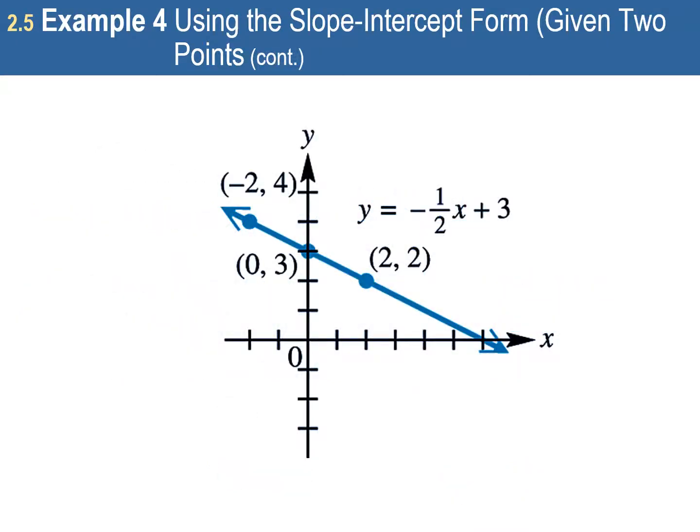So when I graph it, I graph my point, and I see that the slope is down 1, right 2. I could have graphed 2 points and connected, or used 1 point and used the slope.